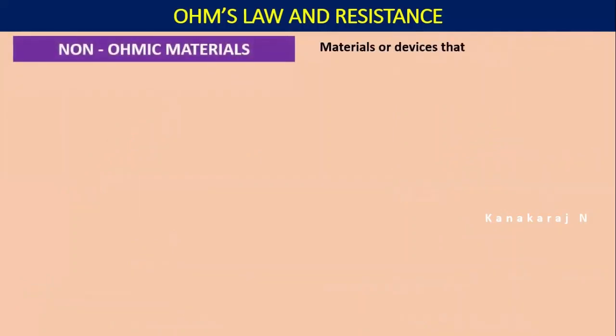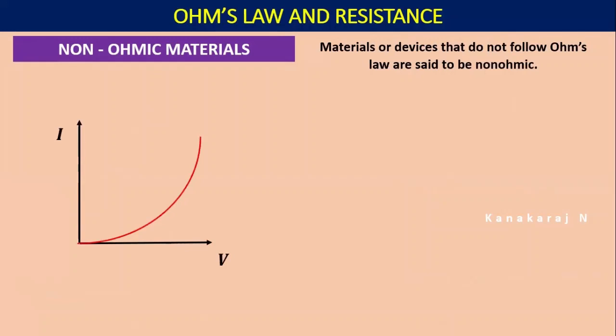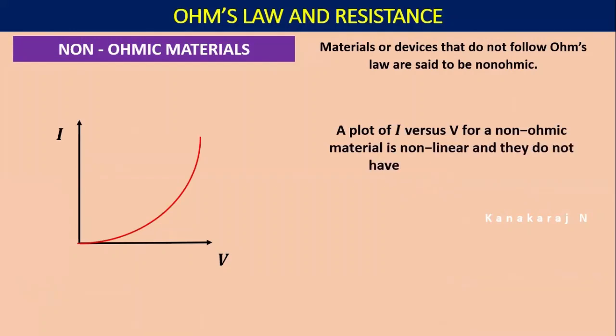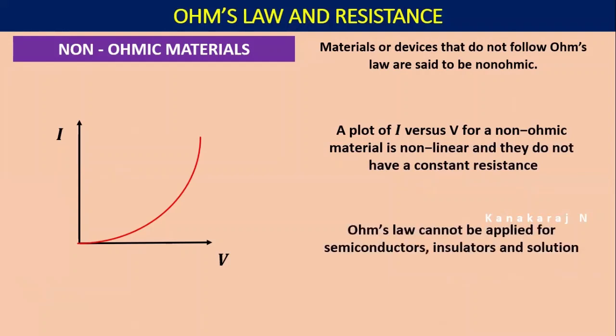Non-ohmic materials or devices that do not follow Ohm's law are said to be non-ohmic. Here you have a curve. It is not a straight line. At any moment, its resistance will vary. For every voltage, it has a different resistance. A plot of I versus V for a non-ohmic material is non-linear and they do not have a constant resistance. Ohm's law cannot be applied for semiconductors, insulators, and solutions.